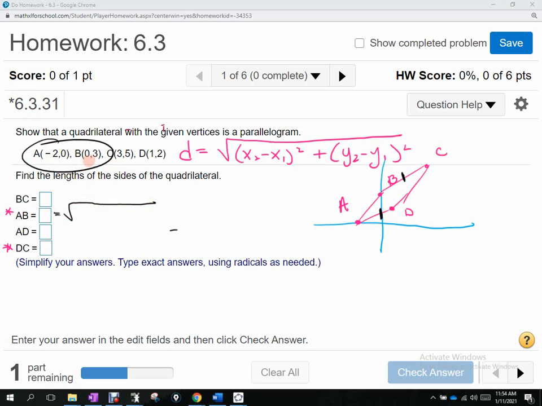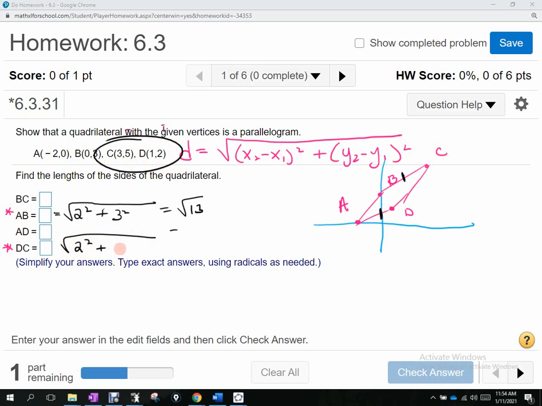Now I'm going to do the same thing for AB. So again, subtract the x's. So 0 minus negative 2 is 2. And then 3 minus 0 is 3. So it gives me root 13 there. And then I'll do DC. Subtract the x's. 3 minus 1 is 2. Subtract the y's. 5 minus 2 is 3. Again, I get root 13. So because AB and DC are the same length, this would be a parallelogram.